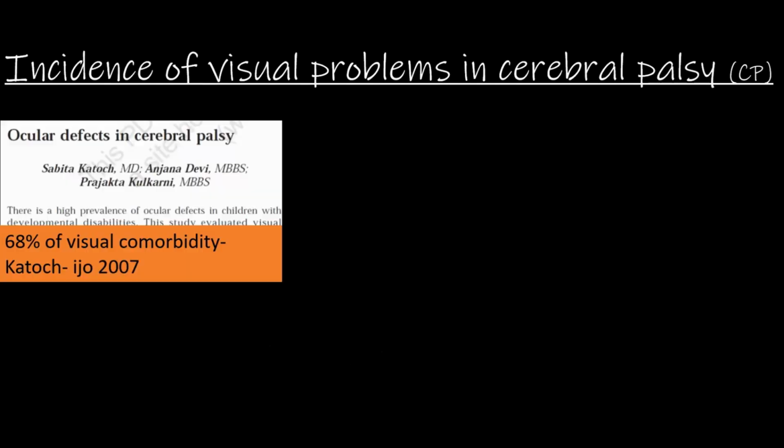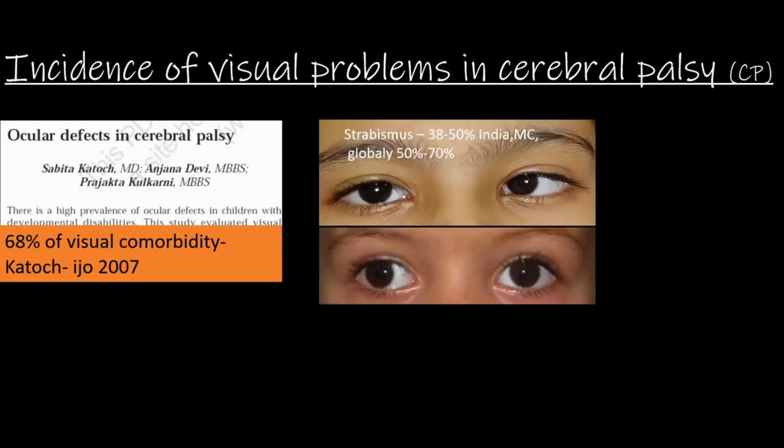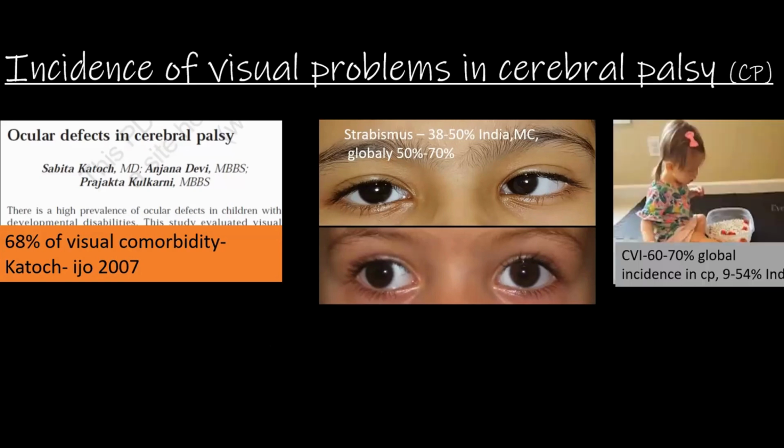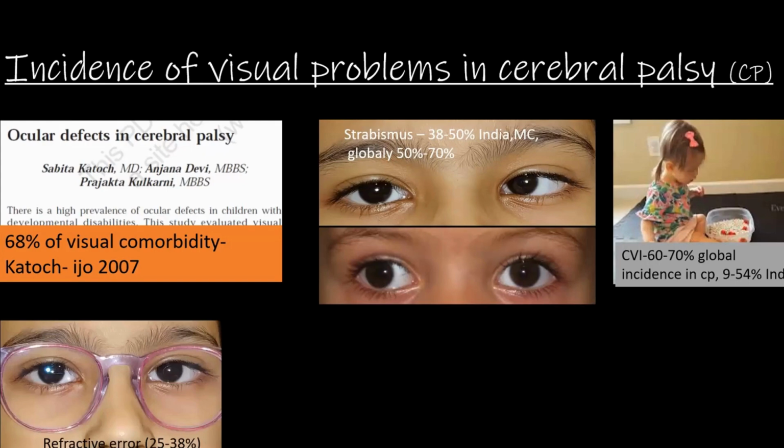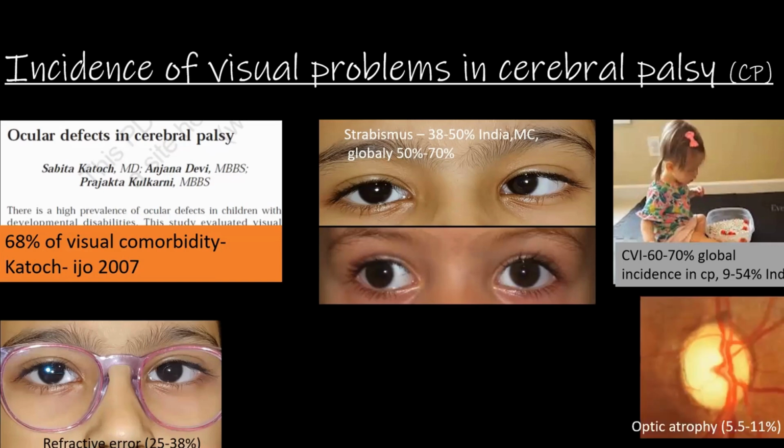The incidence of visual problems in cerebral palsy was reported to be about 68% by the Indian Journal of Ophthalmology in 2007. Strabismus is the commonest problem seen in CP children in India, about 38 to 50%. Globally, they have reported about 50 to 70. CVI has a global incidence of 60 to 70, but in India it has been 9 to 54%, depending upon various studies. Refractive error is about 25 to 38, and optic atrophy about 5.5 to 11%.